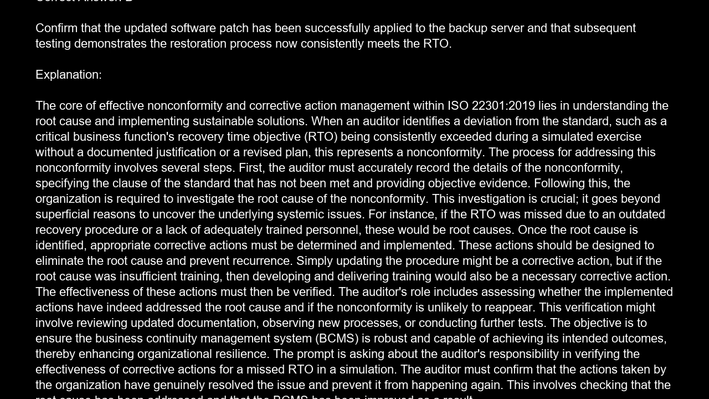The objective is to ensure the Business Continuity Management System, BCMS, is robust and capable of achieving its intended outcomes, thereby enhancing organizational resilience. The prompt is asking about the auditor's responsibility in verifying the effectiveness of corrective actions for a missed RTO in a simulation. The auditor must confirm that the actions taken by the organization have genuinely resolved the issue and prevent it from happening again. This involves checking that the root cause has been addressed and that the BCMS has been improved as a result.